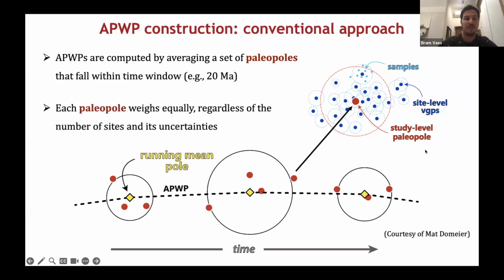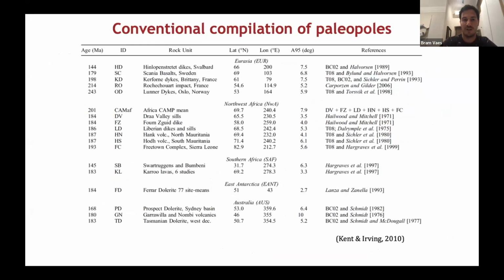Okay, but in this approach, each paleomagnetic pole was always weighted equally, regardless of the number of sites that was used in that original study, and also regardless of the uncertainties of each pole position. That is, of course, not what we want. That's a huge drawback of this approach, that we're not propagating any of these uncertainties. So how does that use of published data typically look?